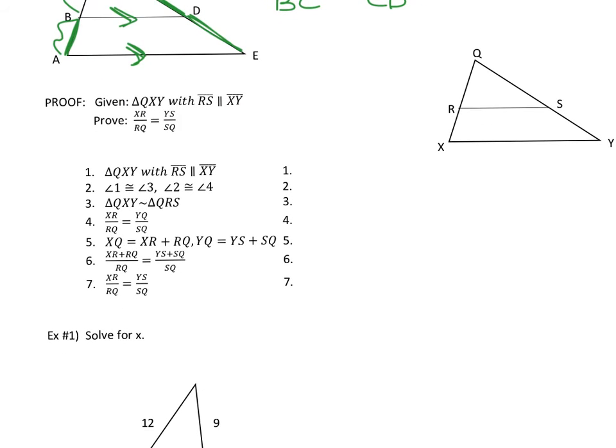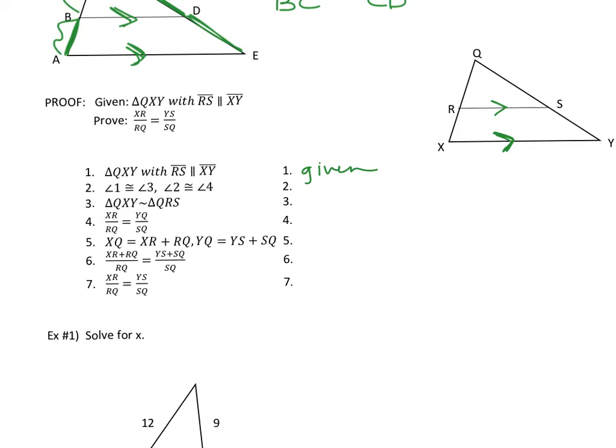It says, given triangle QXY with RS parallel to XY. So you need to mark that parallel. Prove that XR to RQ equals YS to SQ. We're just doing a proof of the side-splitter theorem. Here's why the side-splitter theorem works. So the first one is what? Given. Should have spaced this out a little more. Sorry.